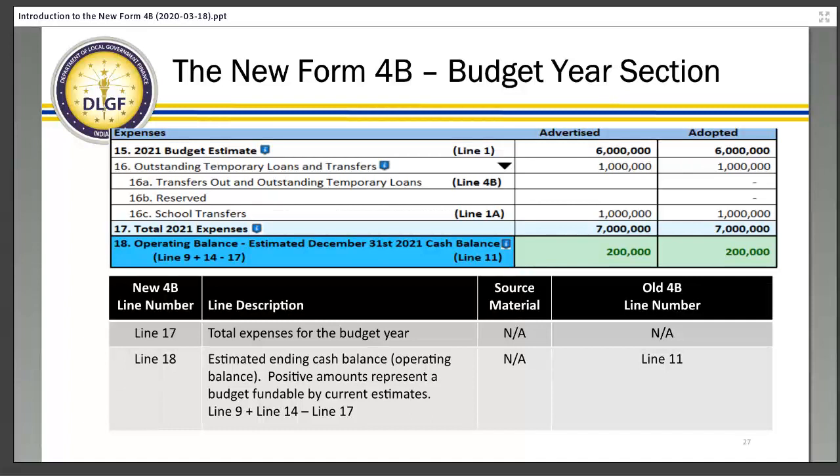And so this becomes very important for planning purposes. It's out there in the open. It is in a prominent position on the form where we can see exactly what our operating balance will be at the end of the budgeting cycle.